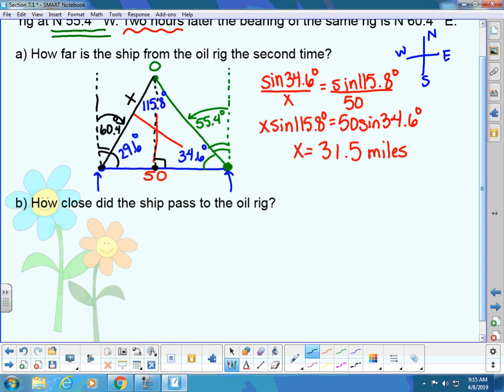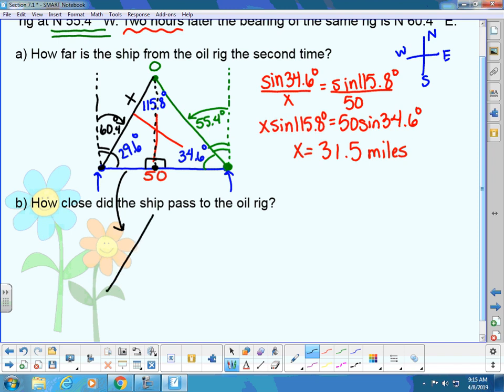So you can see here, if I drop an altitude down, I actually form two right triangles. And if I have a right triangle, it definitely makes it easier to solve. What you want to be careful about here is that it is not going to split that triangle right down the middle because we don't have an isosceles triangle. That 29.6 and the 34.6 are different angles, so this triangle, although my drawing is a little deceiving, is skewed one direction or the other. I can pick either right triangle to deal with in this problem. I'm going to choose the one on the left because I know that side x that we solved for, so I know a little extra information about it.